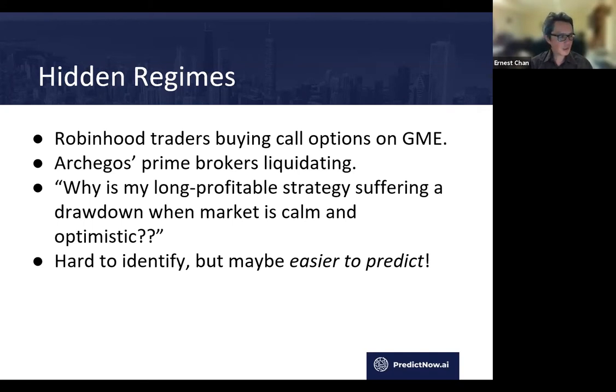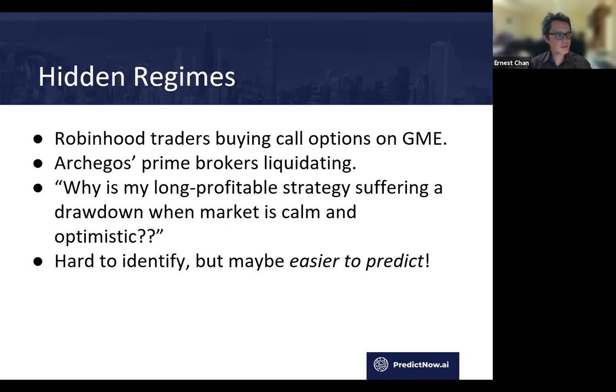Or a large family office liquidates and causes a contagion among many prime brokers, all liquidating together. Is that a regime? Does that cause a fundamental market structure change, at least for that period? And more generally, some of these hidden regimes are specific, affecting only some strategies. Why is it that my profitable strategy that had worked for several years suddenly stopped working in the last few months? Is that because of regime change?